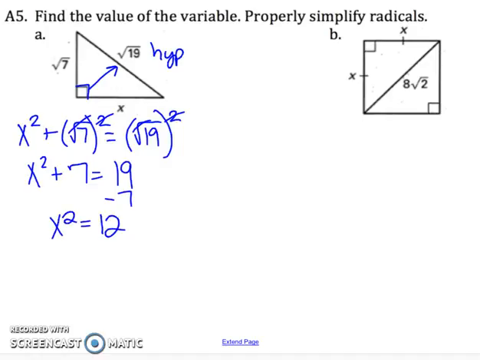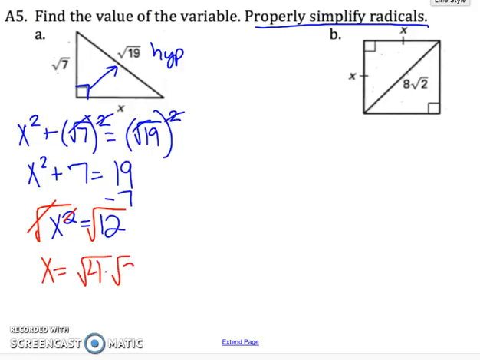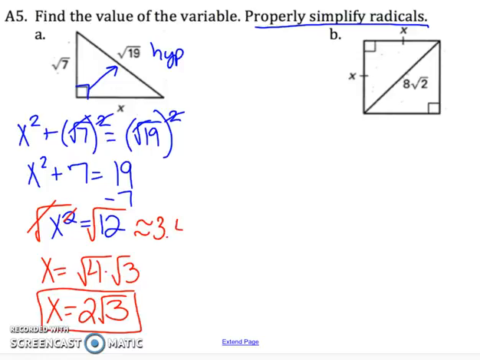And it says in the directions to properly simplify your radicals. So when I go to take the square root of 12, it's not a perfect square. So I can break it up. I can say that's the square root of 4 times the square root of 3, which then simplifies to 2 square root 3. If you actually calculate the square root of 12 on the calculator, the decimal would be approximately 3.46, which is what 2 square root 3 is, 3.46. But the directions say they want a reduced radical.